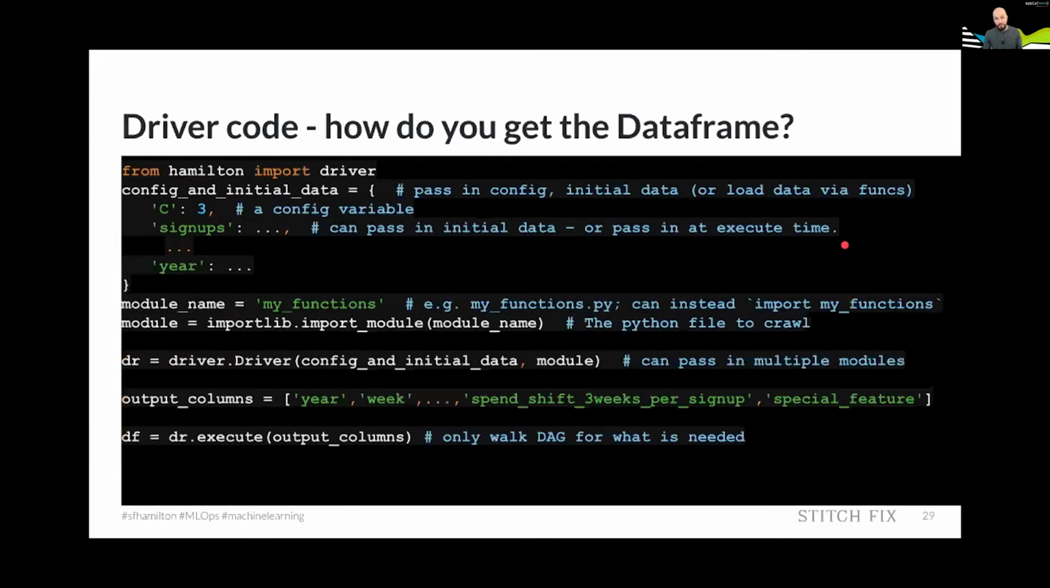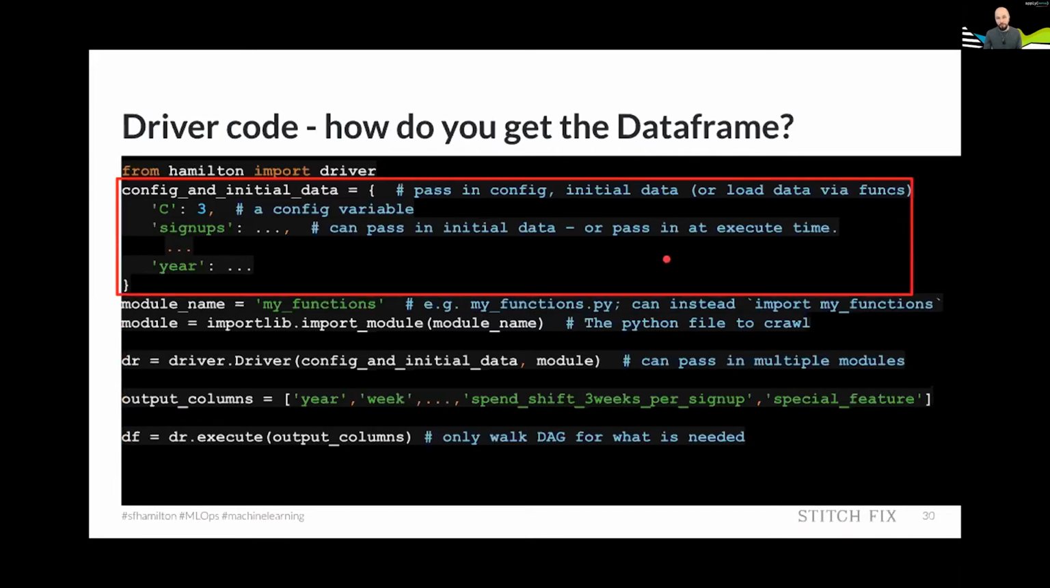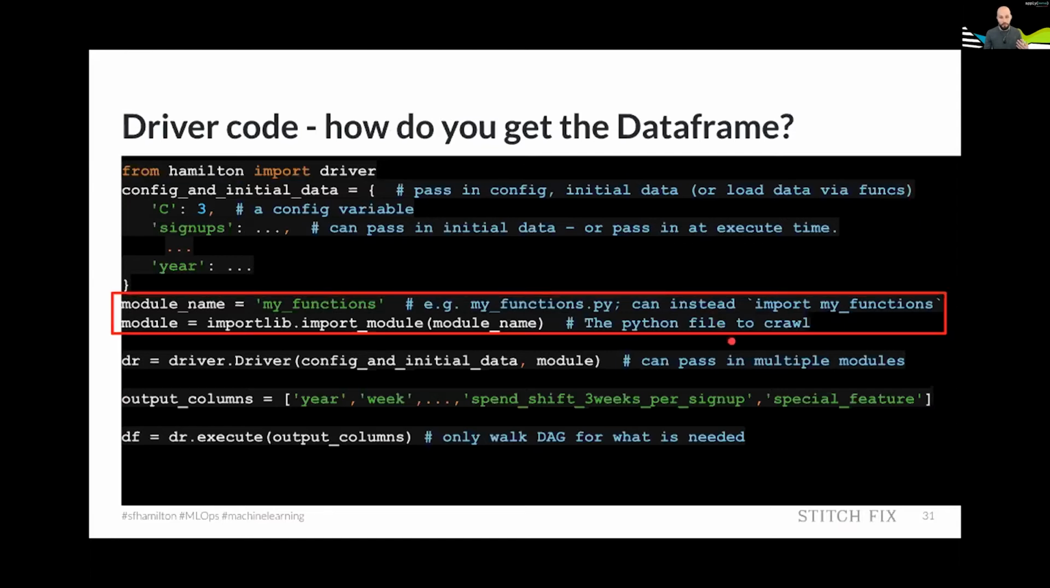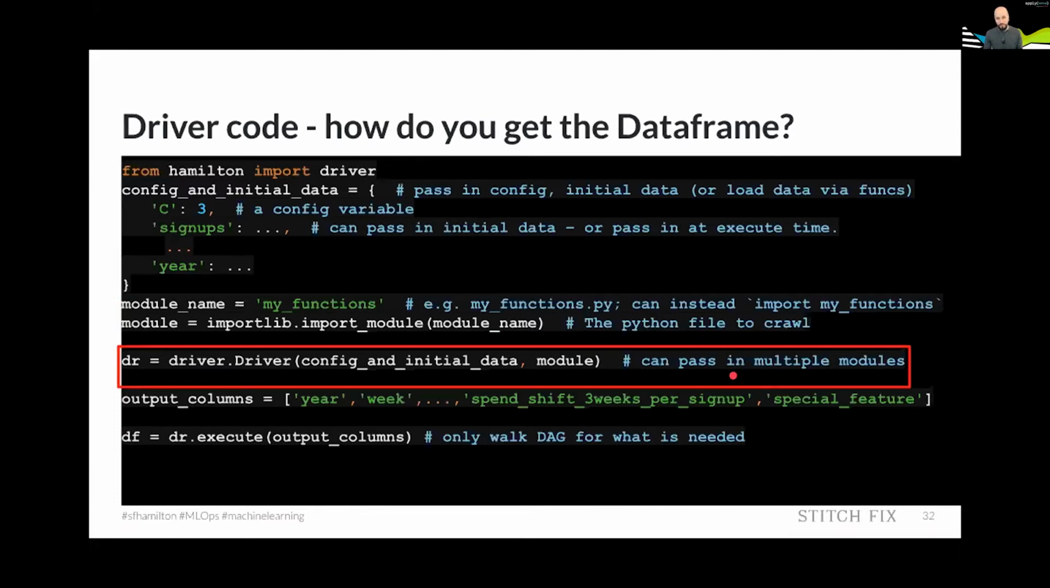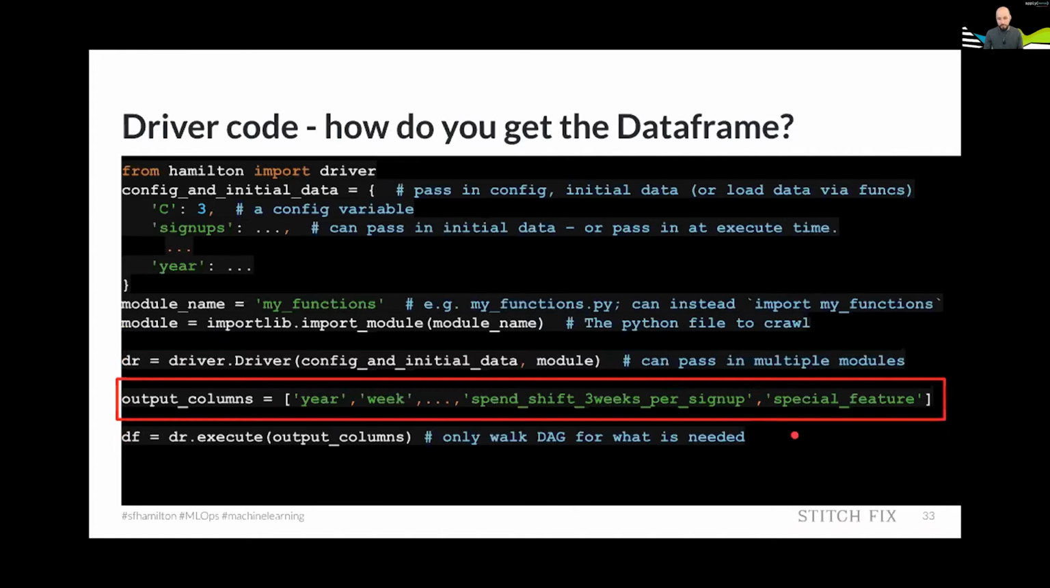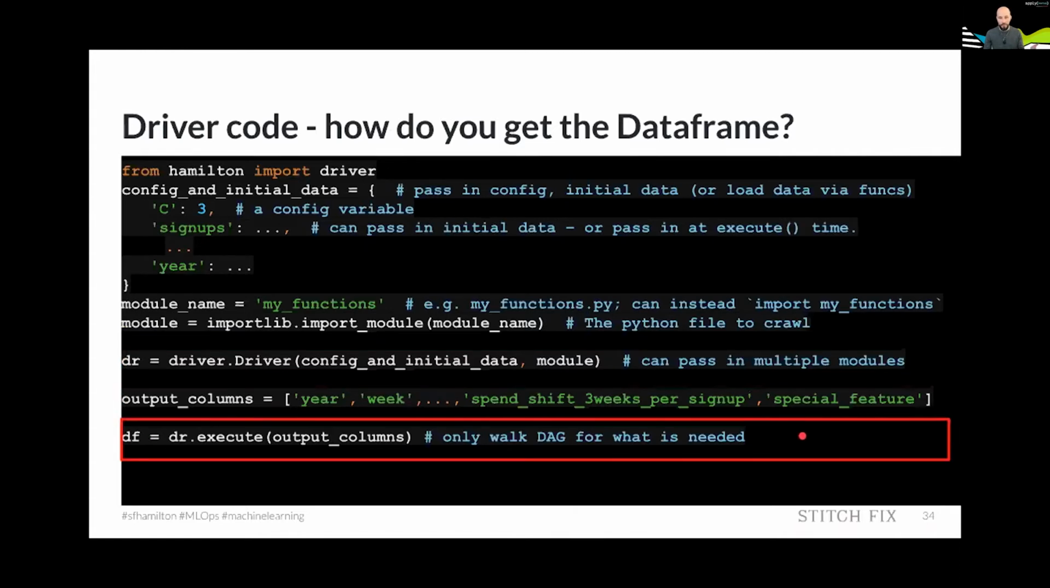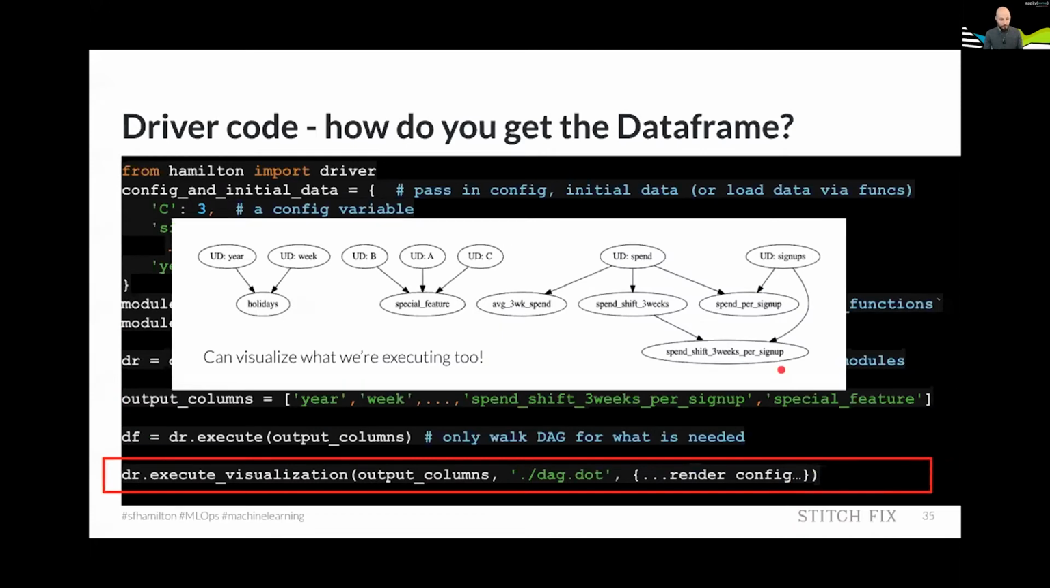So how do you go get a data frame? Well, you just need to write some code, what we call driver code. Let's walk through it. First you need to provide some configuration, maybe some initial data. You then need to import the Python module that you want to crawl. You stick it together in a Hamilton driver, which creates the DAG. You specify what outputs you want, and then you execute, and boom, you have a data frame at the end. And then as a bonus, you can also visualize things very easily. So if you want to know what the path of execution is, it's very easy to do so.